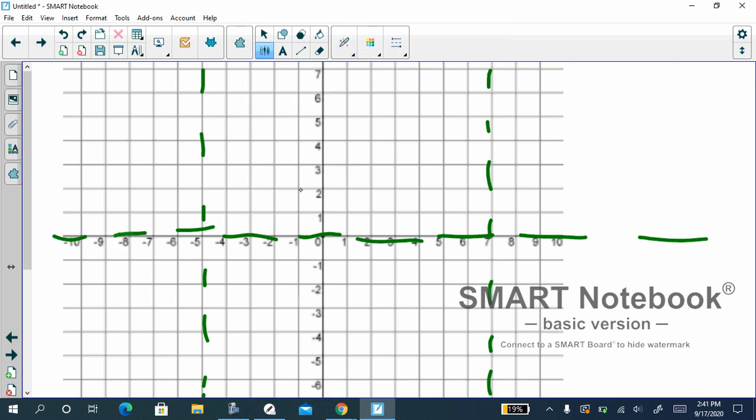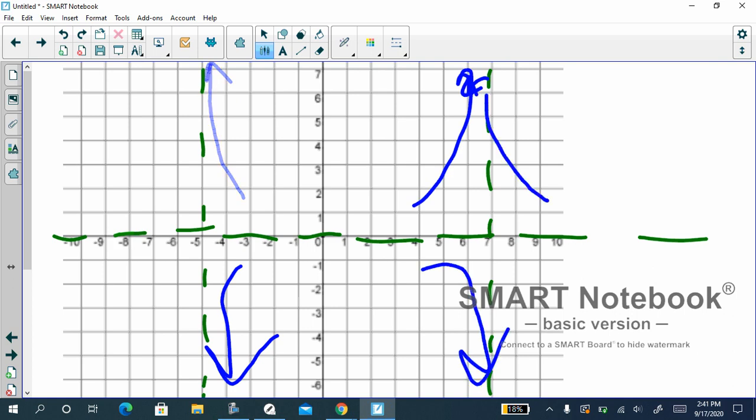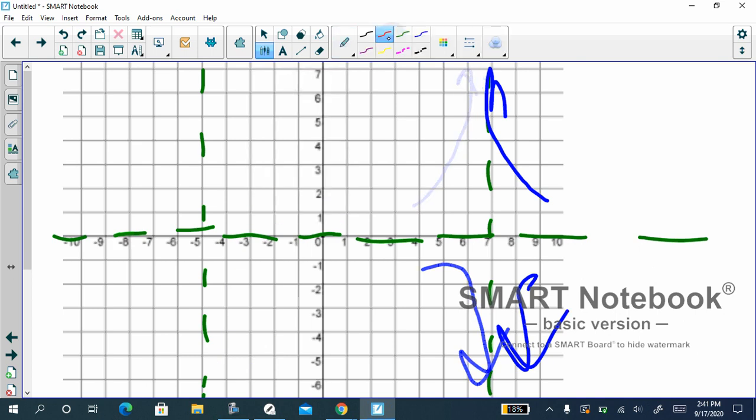When we have vertical asymptotes, we need to find out on each side of the vertical asymptote what's happening. Are we going towards positive infinity, or are we going towards negative infinity? Then on this other side, are we going up or down? And then our other vertical asymptote, are we going up or down? And the way we figure that out is with test points.